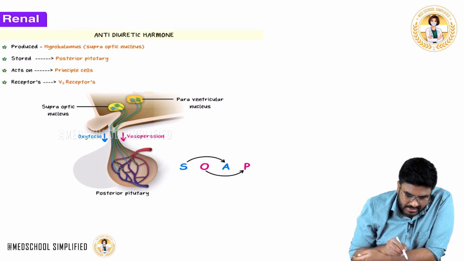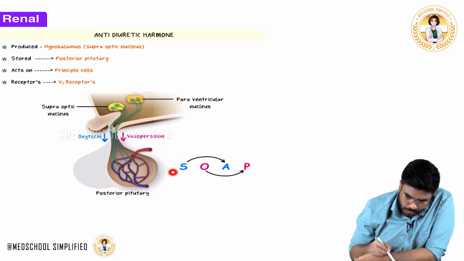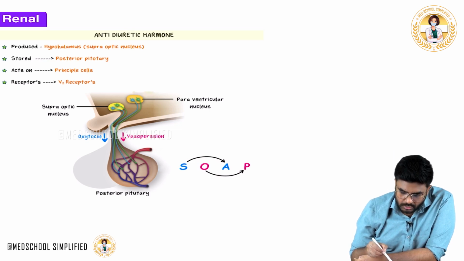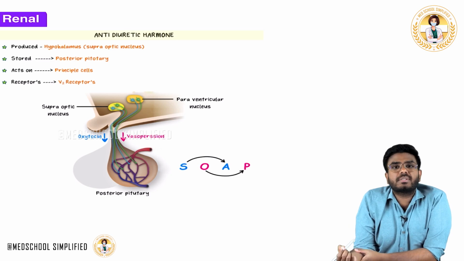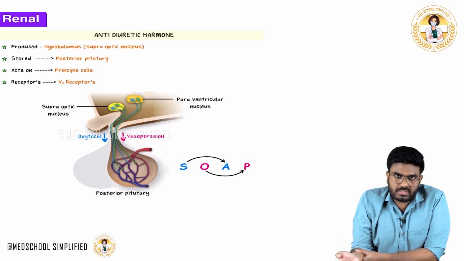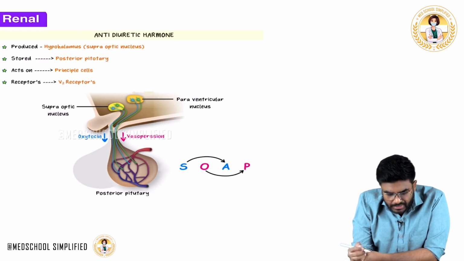Now in this hypothalamus there are two important nuclei present. Yes, you guys already know this: the supraoptic nucleus and the paraventricular nucleus. The supraoptic nucleus produces anti-diuretic hormone, and the paraventricular nucleus produces oxytocin. So the mnemonic is SOAP. Supraoptic nucleus produces the anti-diuretic hormone, paraventricular nucleus produces the oxytocin. So don't confuse them.